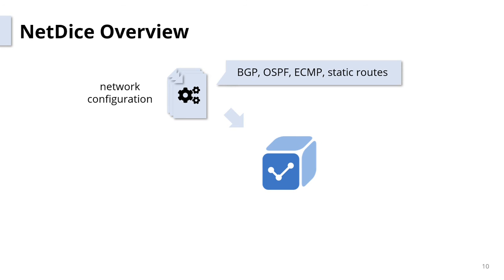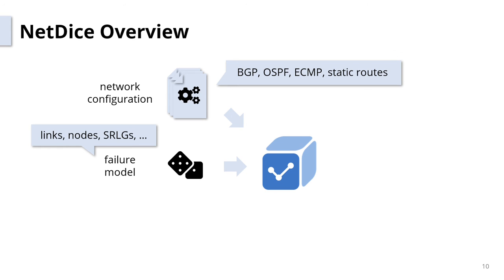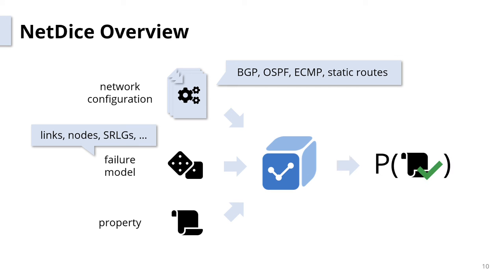So how does NetDice work? As an input, it takes a network configuration consisting of router configurations supporting BGP, OSPF, ECMP, and static routes. It also accepts a powerful failure model which can express dependent link, node, or SRLG failures. It further takes a property and then computes a probability that this property holds under the given failure model.